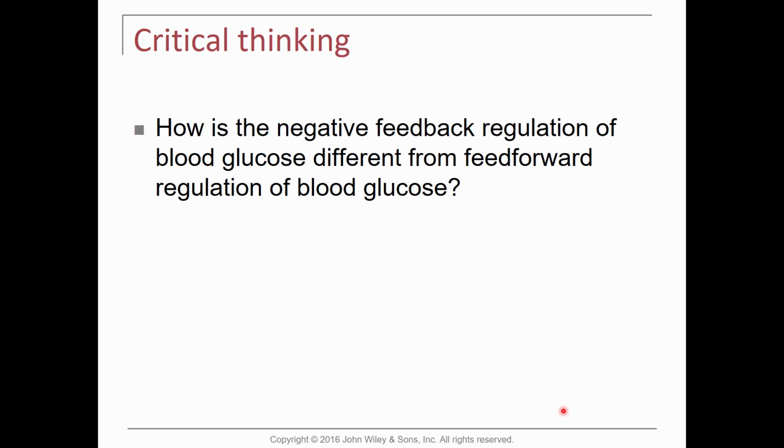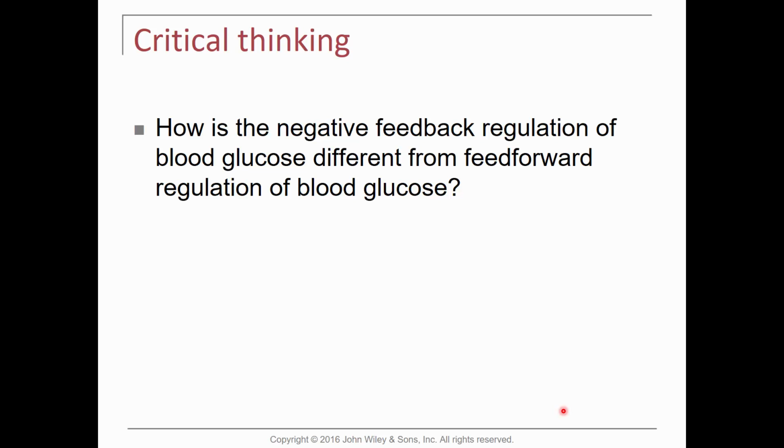So let's make sure we all understand how negative feedback is different than feed forward. In negative feedback, the parameter being controlled is blood glucose level. When blood glucose level goes up, you secrete insulin. Insulin then does things to bring blood glucose back down. So the stimulus is an increase in blood glucose level. The response is a decrease in blood glucose level. That's a classic negative feedback mechanism.